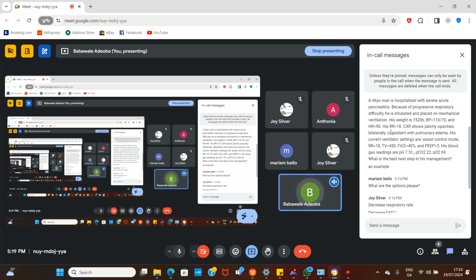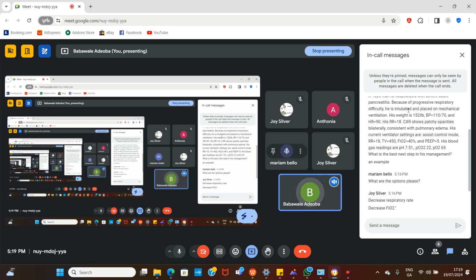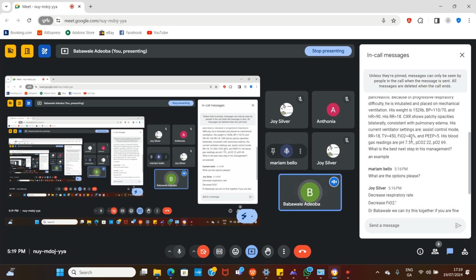What's the weight? Did they give us the weight? 150. We have to be converting pounds to kg. FiO2 is 40. This FiO2, now we can increase it. PEEP is 5. Okay, his blood gas reading: pH of 7.5, so this is alkalotic. PCO2 is 22, so it does mean that this patient is having respiratory alkalosis. So it means that this person is hyperventilating. PO2 is 69. What's the best next step?